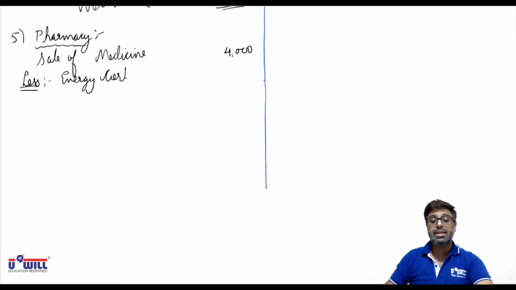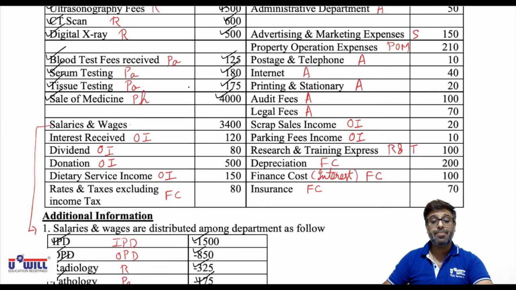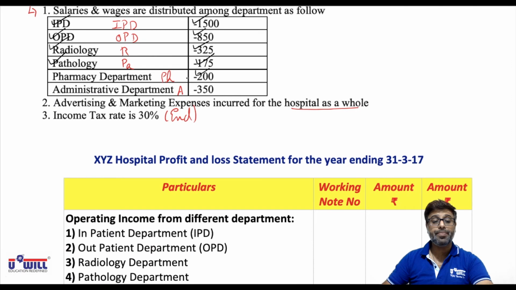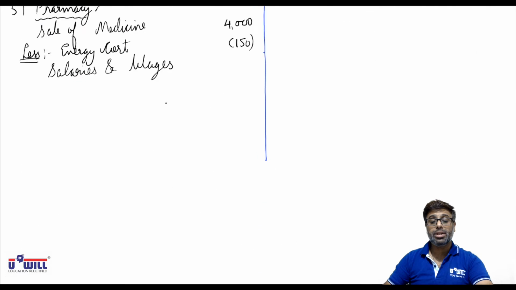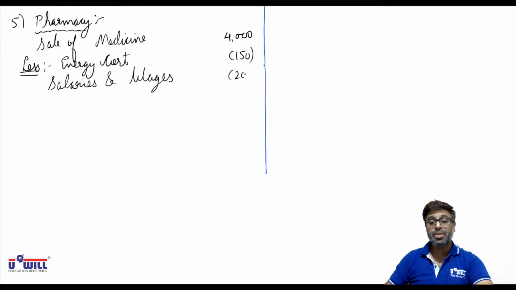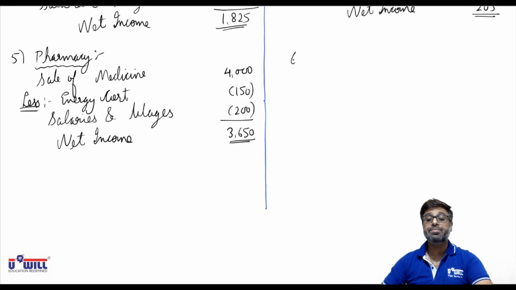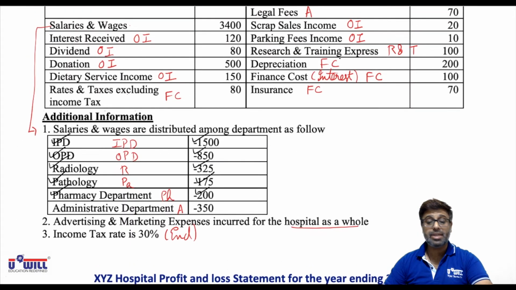And then salaries and wages. So what are salaries and wages of pharmacy? You all can see here 200. No other expenses are there of pharmacy also. So 4,000 minus 350 will be 3650 net income of pharmacy department. No other cost of medicines etc. is there in pharmacy.